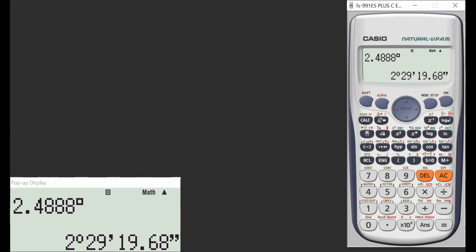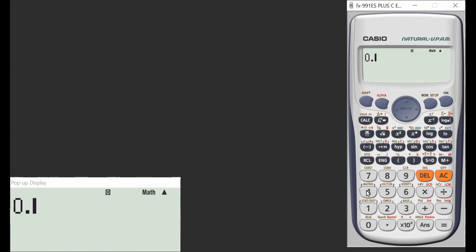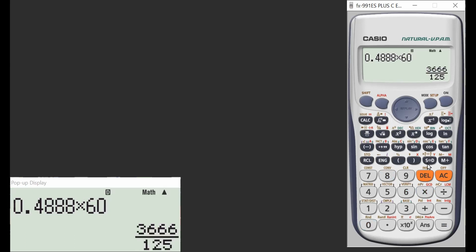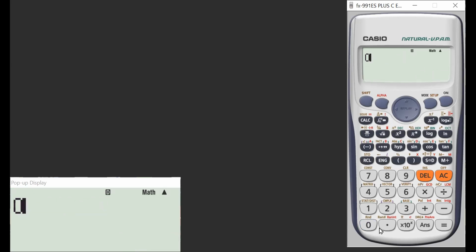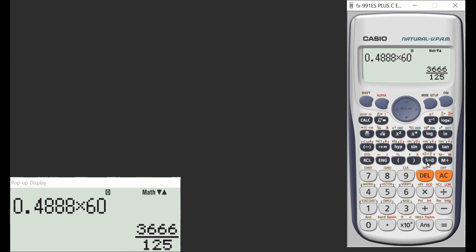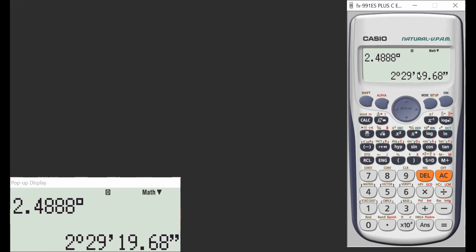If you want to do it manually, you have to get rid of the whole number, 0.488. Then you multiply by 60. That will be the number of minutes, 29.328 minutes. Then you get rid of the whole number part, 0.328, and you times 60 to get the number of seconds, which is 19.68 seconds. That's how you get 2 hours, 29 minutes, 19.68 seconds. Let me just record this down. I'll show you later.